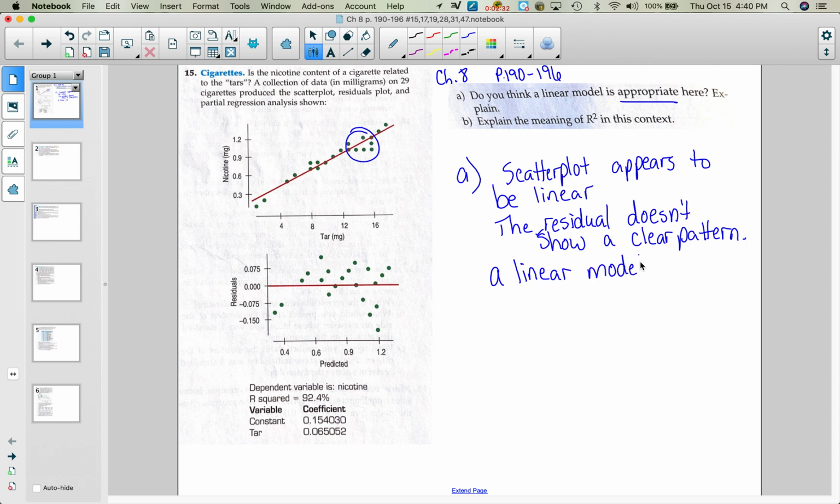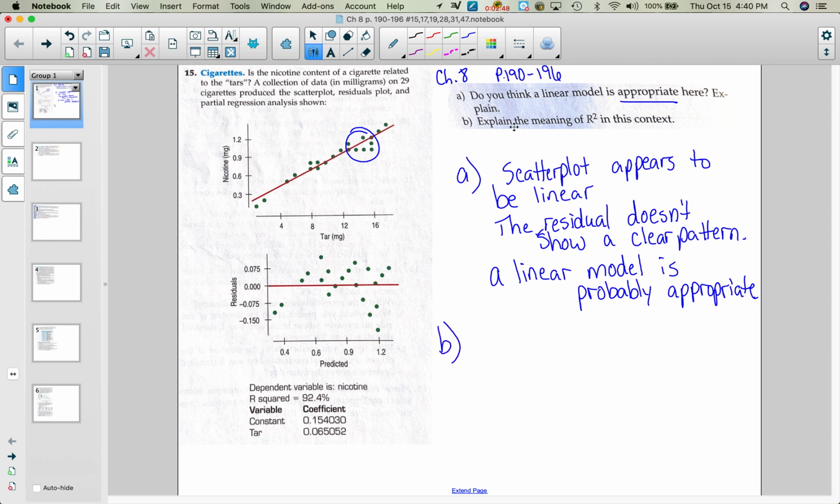I think in the answer key, they say a linear model is probably appropriate. And it's okay to say something like that when you're looking at it. If there's something you think might be unusual, you can make a note of it.